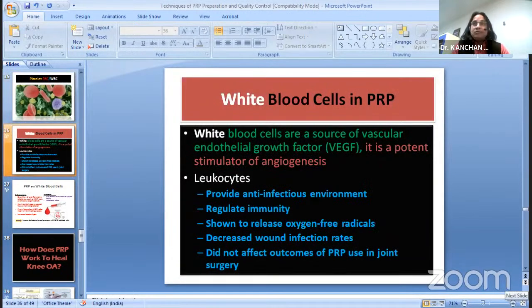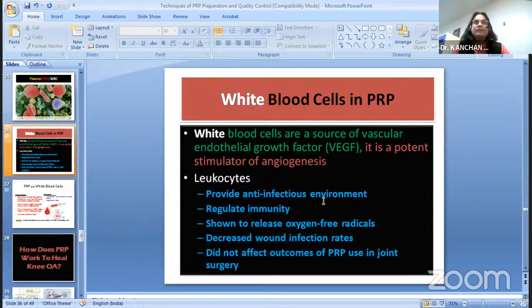People are asking, in the platelet, what about the RBC and WBC? Whether WBC is good for the PRP or not. As we know, white blood cells are a source of vascular endothelial growth factor, a potent stimulator of angiogenesis. Leukocytes also provide an anti-infectious environment, regulate immunity, release oxygen-free radicals, decrease the wound infection rate, and do not affect the outcome of PRP used in joint surgery. At least in joint surgery it is not a problem.